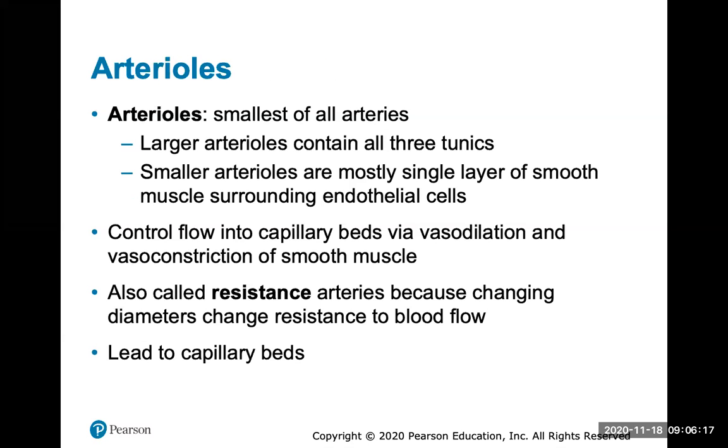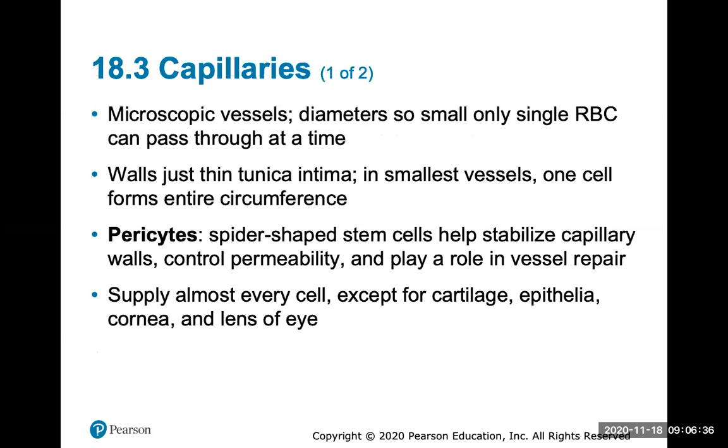Arterioles are then the smallest of the arteries. Larger arterioles contain all three tunics, but smaller ones will just have a single layer of smooth muscle. They control blood flow into the capillary beds, and they're also called resistance arteries because changing the diameters will change the resistance to the blood flow. And then your arterioles lead to your capillaries. These are microscopic vessels. The diameters are so small that only a single red blood cell can pass through at a time, and the wall is just a thin tunica intima layer.